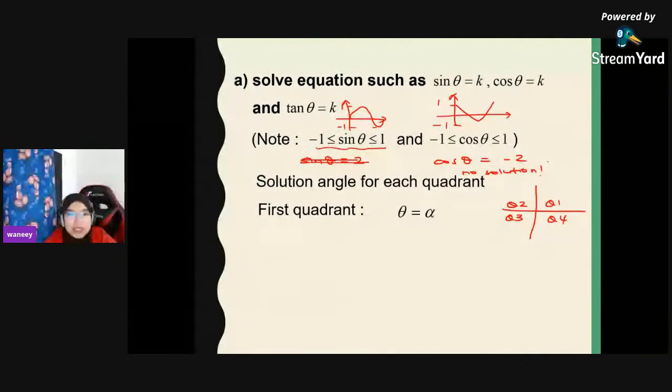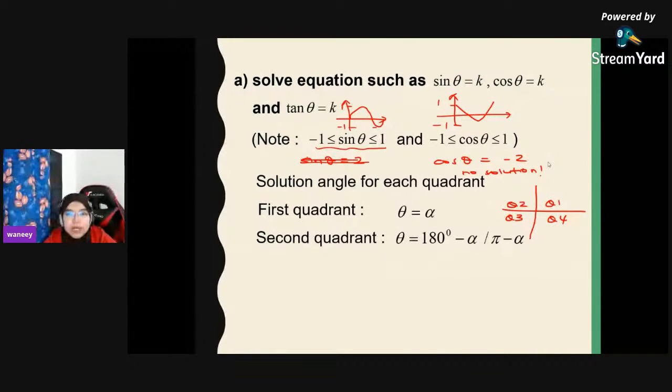And then what happens in the second quadrant is that we take 180 degrees minus alpha. This one is actually in degrees, so if you want to write your answer in radians, you should use pi minus alpha. So be extra careful: do you want to use degrees or radians?